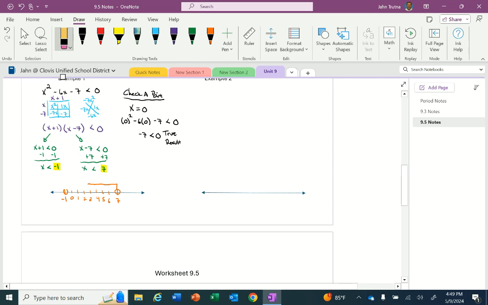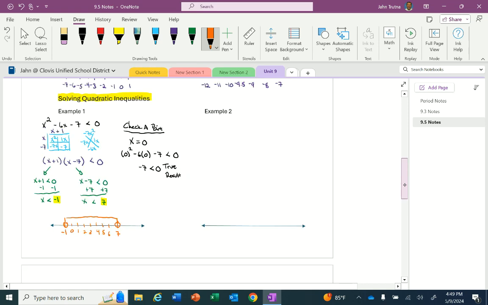Okay, now what would happen? I'm just going to show you this. This is not the case for this problem. What would happen when I checked the point if it turned out to be a false result? If it was a false result, then I would draw arrows from both of my solution points going away from each other. Okay, so that's what we do when it's a false result. But I got a true result, so I connect the dots. The reason is because we tested a point, 0 in this case, in between the two values there.